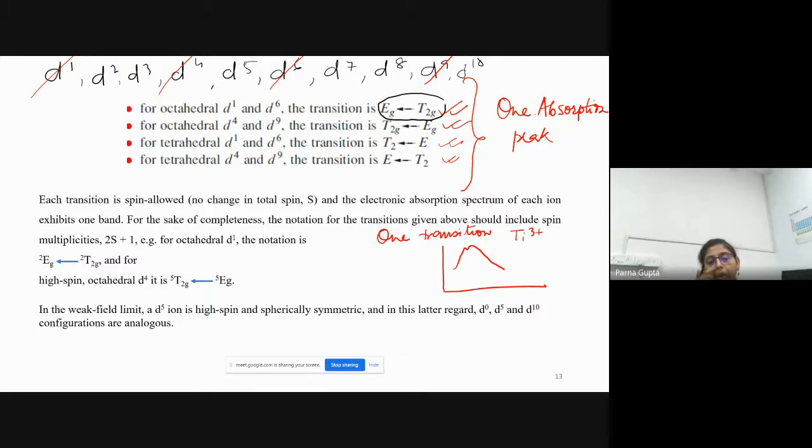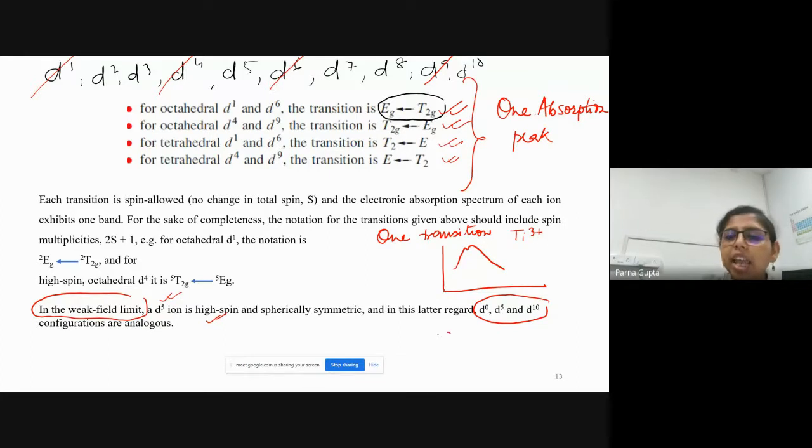Now in the weak field, if we are going to draw an Orgel diagram, generally the Orgel diagram picture is for weak field. If you take a weak field limit, then the D5 ion is high spin and spherically symmetrical, and these three are similar. D0, D5 and D10 configurations are analogous, right?